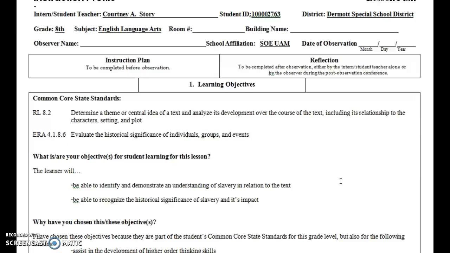My objectives for this lesson are that the learner will be able to identify and demonstrate an understanding of slavery in relation to the text, mainly to be able to identify how slavery formed the relationships in Frederick Douglass's life, and the way slavery impacted his life, not only his life, but other characters, in the setting and the plot, how it all relates together. And also to be able to recognize the historical significance of slavery and its impact.